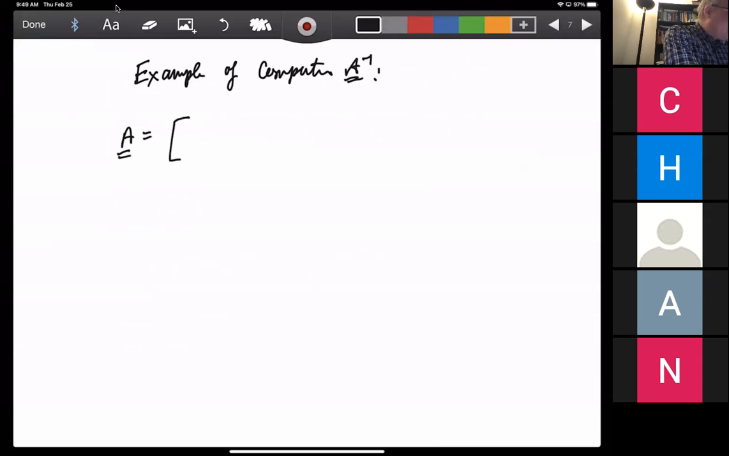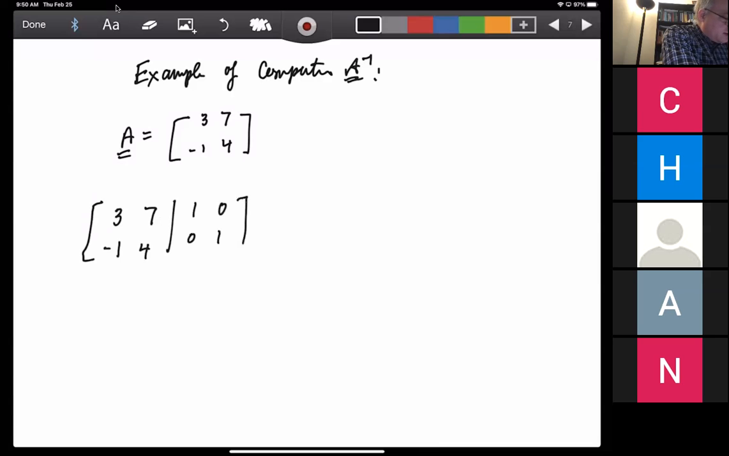If our matrix A is [3, 7; -1, 4], matrix A inverse is what we want to find. We're going to build an augmented matrix with our given matrix on the left. It's a 2 by 2 given matrix, so we want the 2 by 2 identity on the right-hand side. And now we're going to do elementary row operations.